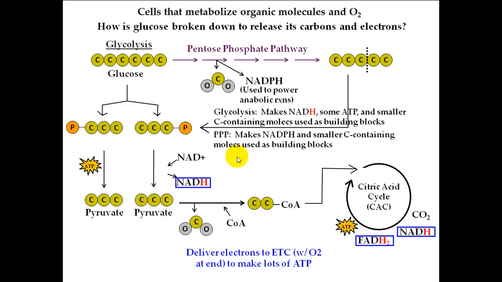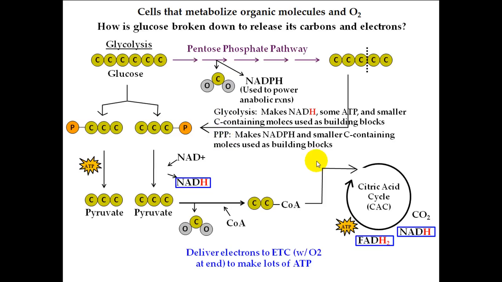If on the other hand a cell is more in need of building blocks, if it's in need of carbon molecules in order to build amino acids and lipids, then it would probably break down a glucose molecule by using the pentose phosphate pathway. Because if you take a look at what the pentose phosphate pathway produces, it doesn't really make high energy things like ATP and NADH. Instead, it makes building block molecules that are used to make the stuff that we just talked about: amino acids, lipids and nitrogenous bases. So these are two different ways of breaking down glucose. Depending on what a cell really needs at the time, it'll either use glycolysis or the pentose phosphate pathway.